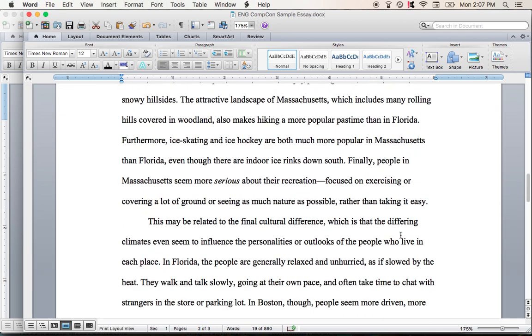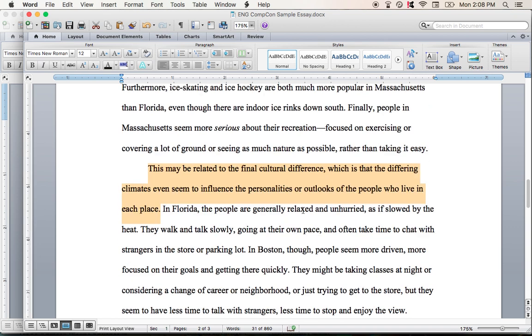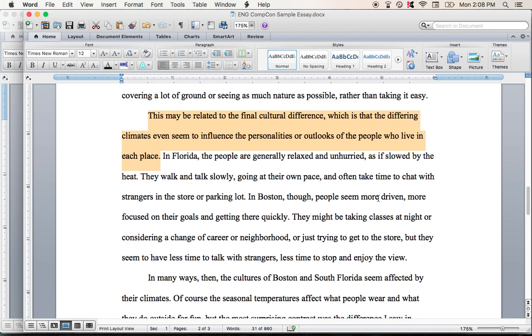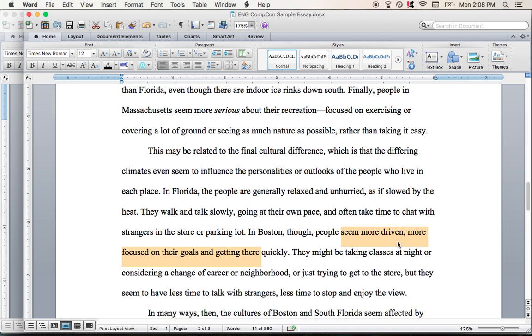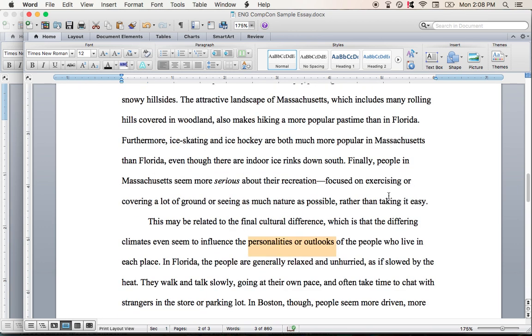And finally, the recreation may be related to the final cultural difference, which is that the differing climates even seem to influence the personalities or outlooks of the people who live in each place. In Florida, the people are relaxed, unhurried. In Boston, people seem more driven, more focused on their goals, more ambitious maybe. So this is about personalities, or the way people view life, look at life.